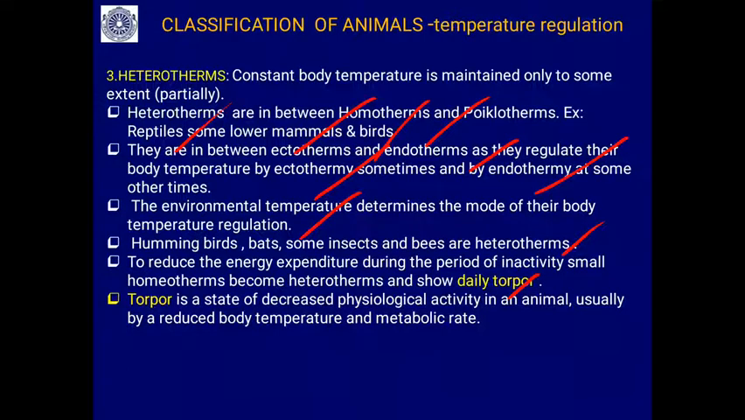For example, during night time they are inactive and the activity of the body slows, thereby the metabolic rate is reduced. During the daytime the temperature is optimum, so they show their highest activity during daytime. During night time, low temperature induces reduced physiological activity. This is called daily torpor.